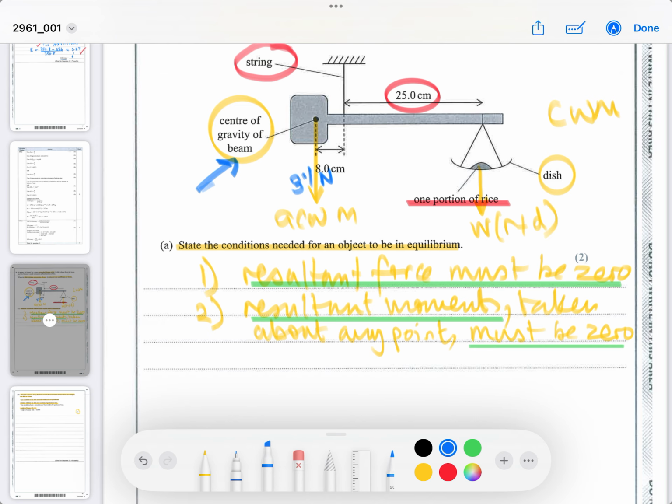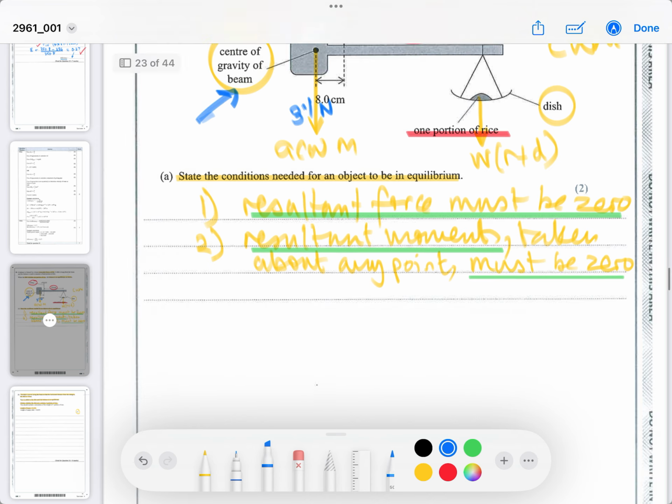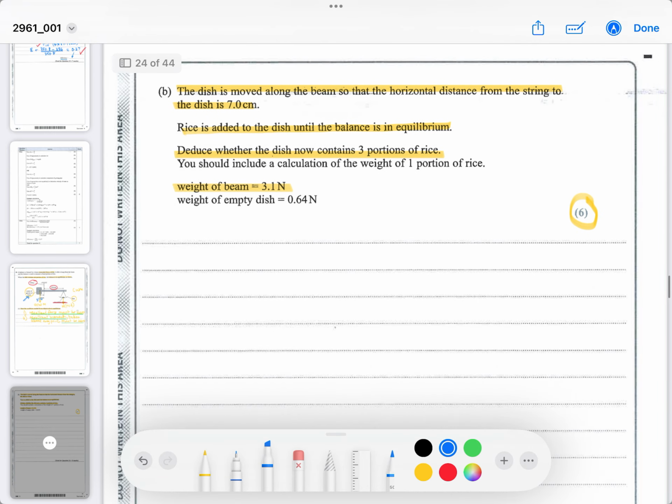Yeah, and we can work out the portion of rice, how much it weighs with the dish. Okay? And we then need to take into consideration that the dish has its own weight. Okay? So, initially we want to do it with the 25 centimeters. So first of all, do it initial situation with one portion.